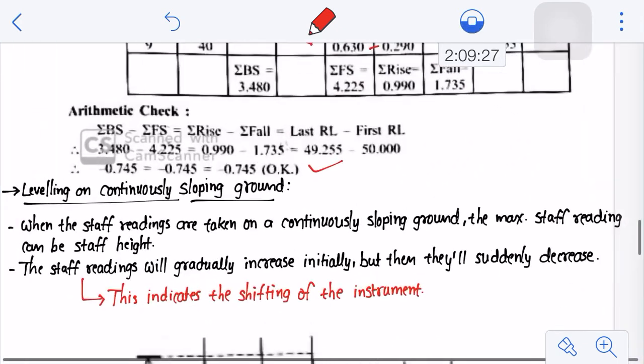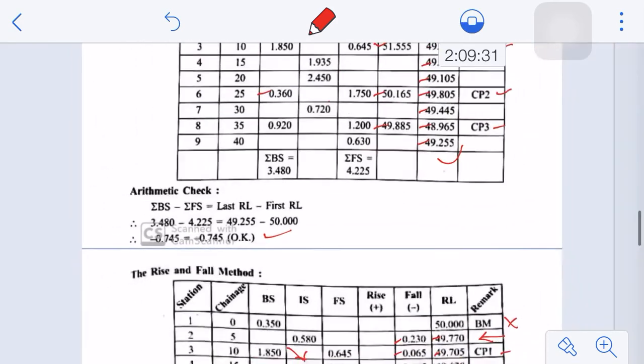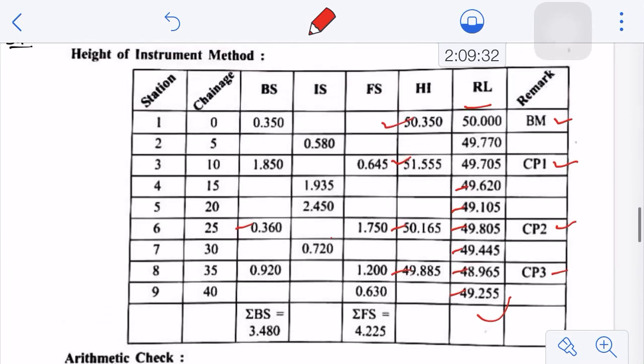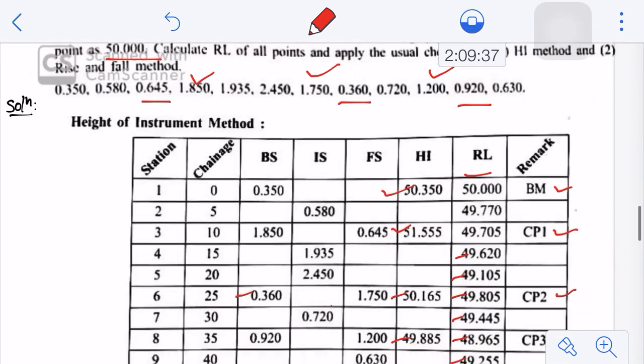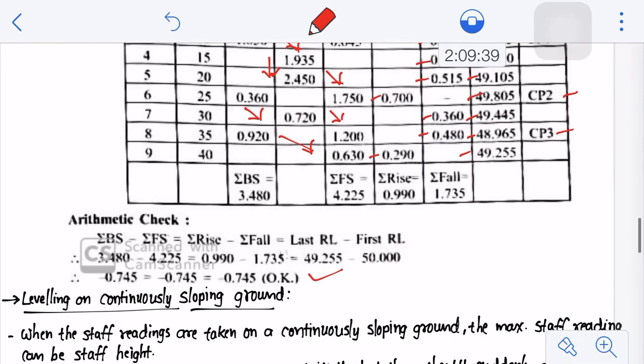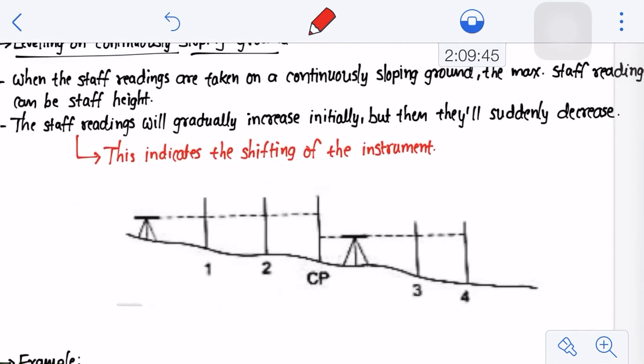So that was a very simple yet useful example to understand these methods, that is the height of instrument method and your rise and fall method, right? So I hope these methods are now clear to you, and now you can understand this method properly. Okay, so now finally what I'm going to discuss with you is the remaining topic.